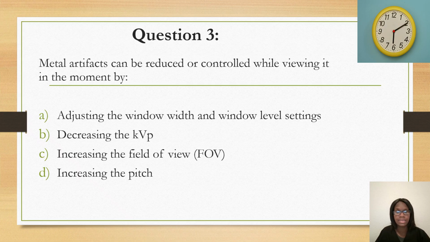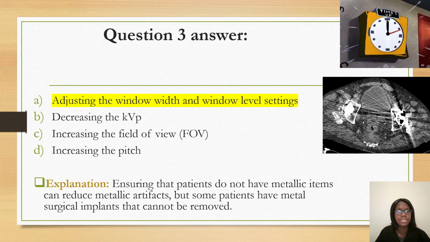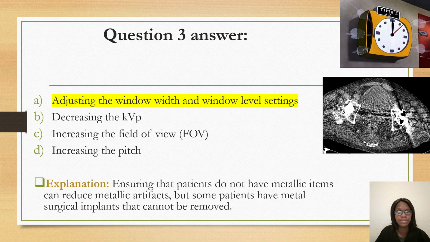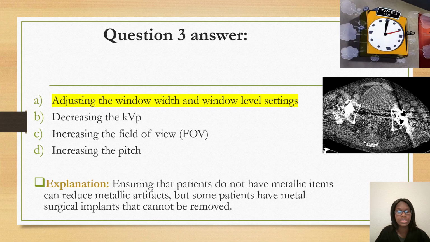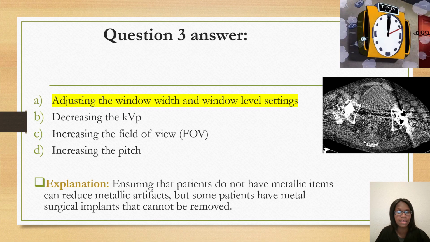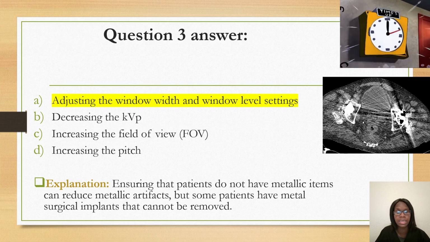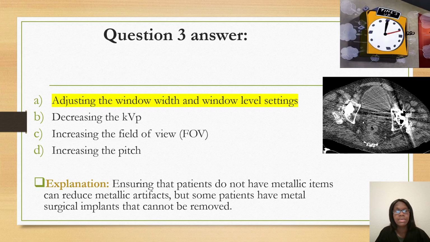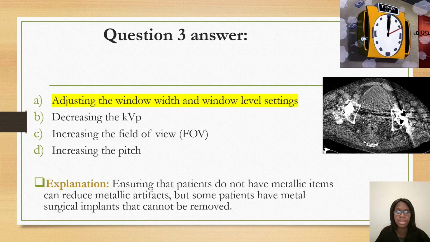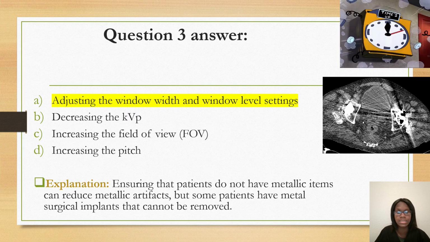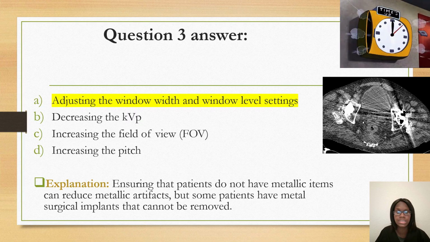All right, the correct answer is A. Adjusting the window width and window level settings. So you want to make sure, number one, that the patient does not have any metal that can come off, such as their zipper on their pants, a necklace, hair clips, something like that. But if they do have a surgical metal implant, you cannot remove it, like dental implants, metal in the knees, hips, things like that.